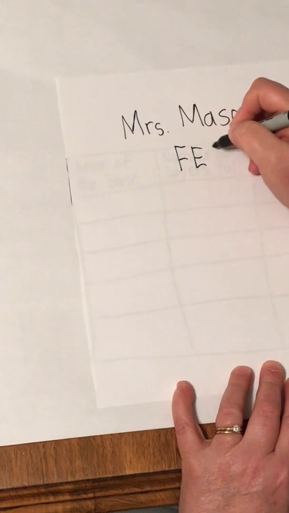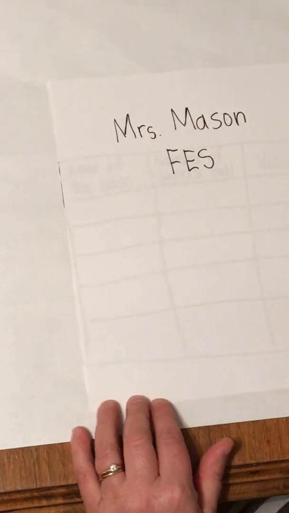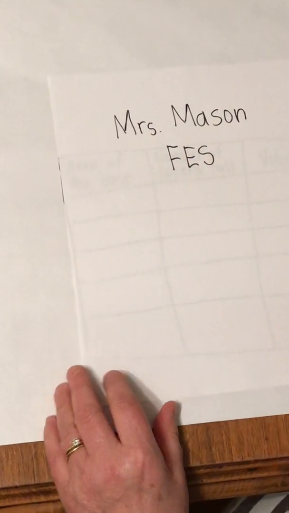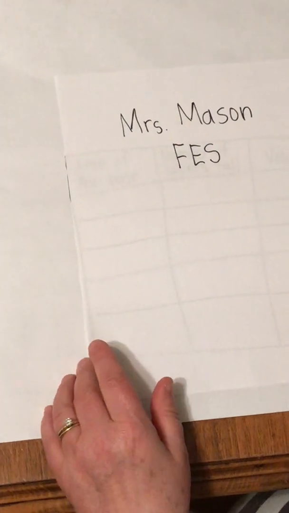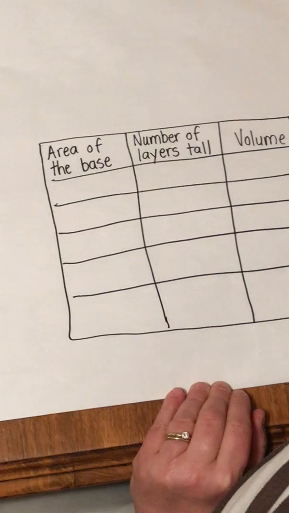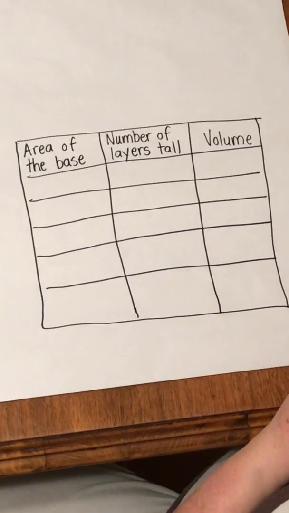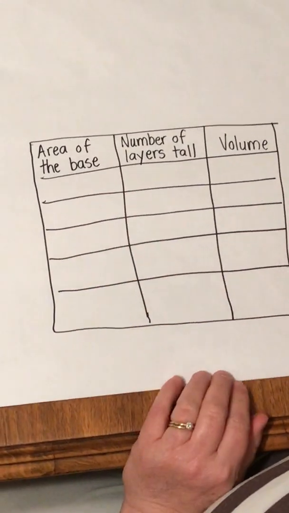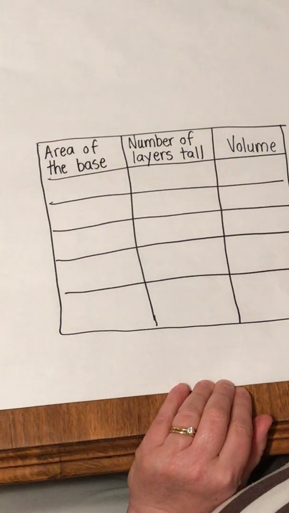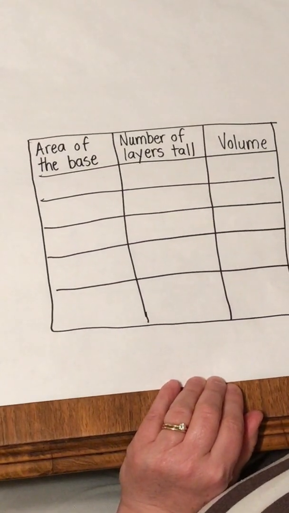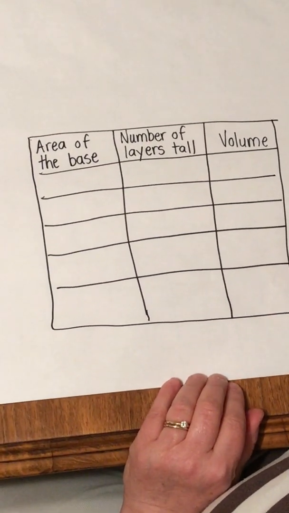And today we're going to continue our work with volume. And remember that volume is the amount of space that an object takes up. So today I'm going to be working on building a rectangular prism, and we're going to use this table to fill in as we go, and I want you to pay attention to what patterns you see happening.